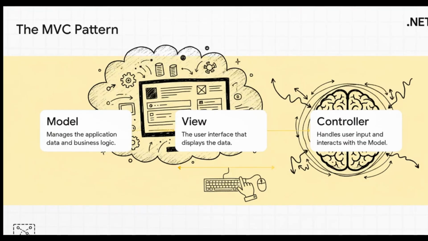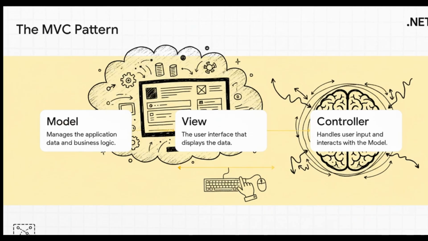To build a really solid backend, we use a design pattern called MVC. It stands for Model, View, and Controller. The model, it only cares about the data. The view only cares about displaying the data. And the controller? It's like the traffic cop, directing requests between the other two.